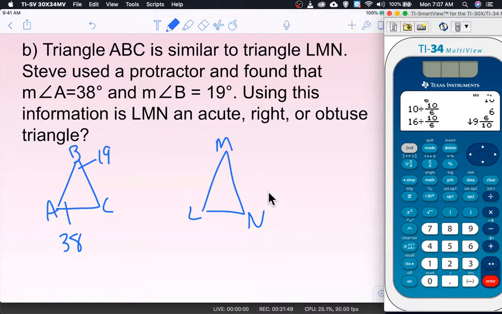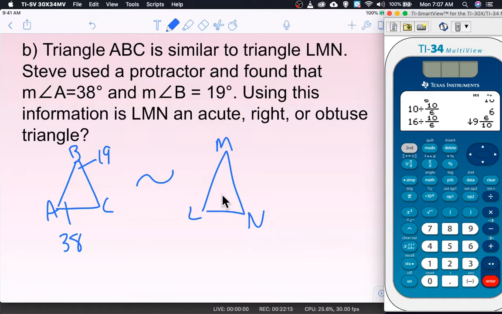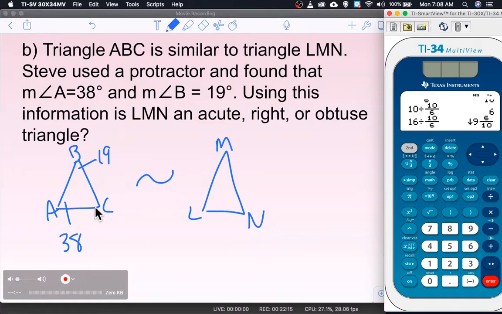Based off what we've learned so far in this lesson, this question is probably talking about the angle measures. Because we are given two angle measures, we know that these two triangles are similar, and we want to know, is this right, acute, or obtuse? So right now, we're missing this angle C. Let's find it, because I think that might be the key to our answer here.